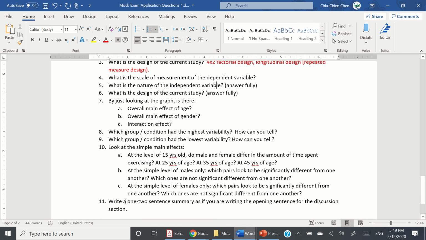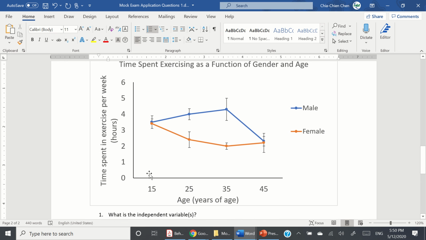So number C. At the simple level of females only, so we don't care about males now, we only care about the females. Which pairs look to be significantly different from one another? Which ones are not significantly different from one another? So, 15 versus 25. Do the error bars overlap?